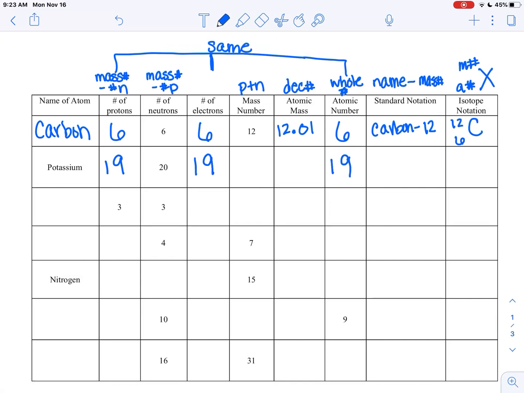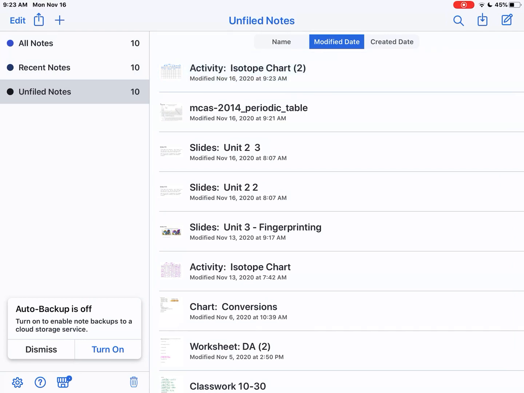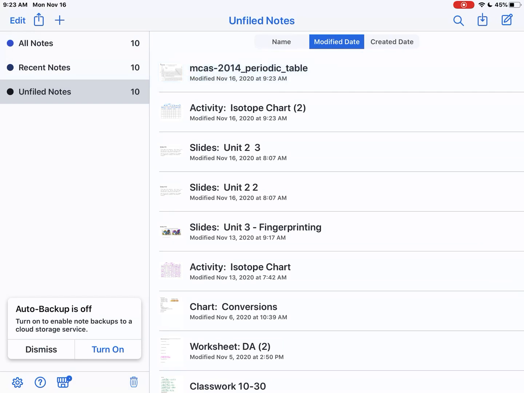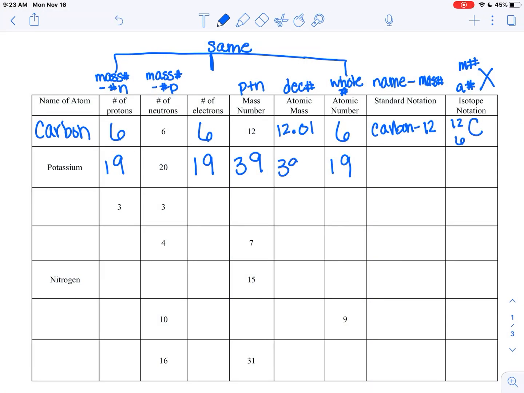Then we can find our mass number, because mass number is protons plus neutrons, so our mass number is 39. Atomic mass comes from the periodic table, the decimal number, 39.10. And then once we've done that, we can plug them into our two notations. So here we're going to have potassium-39, and 39K19.